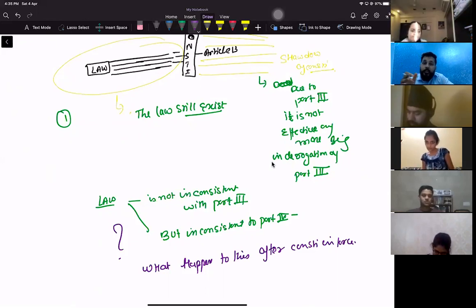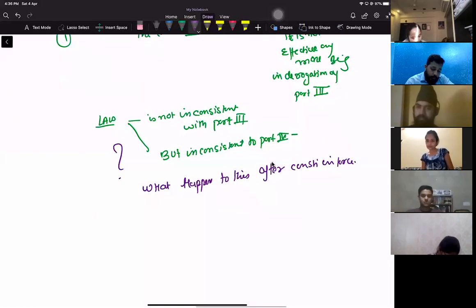What will happen? This law will still apply, because the doctrine of eclipse will not apply here. Another example.